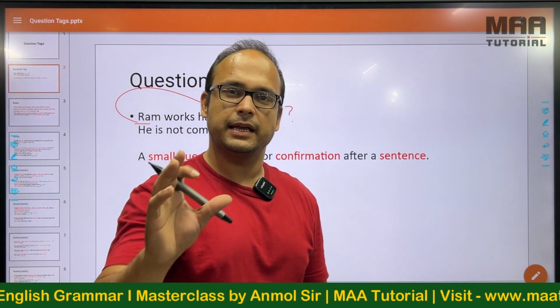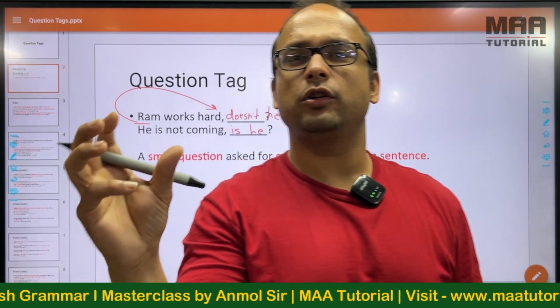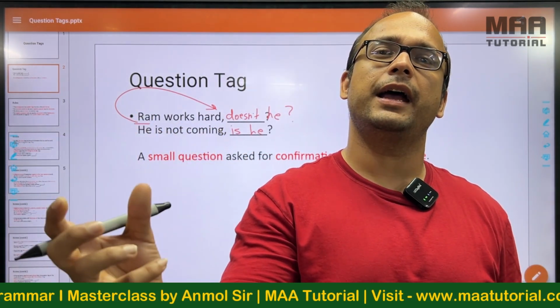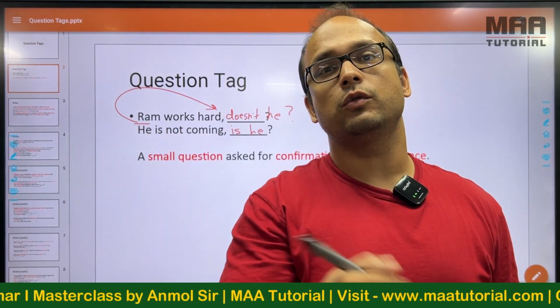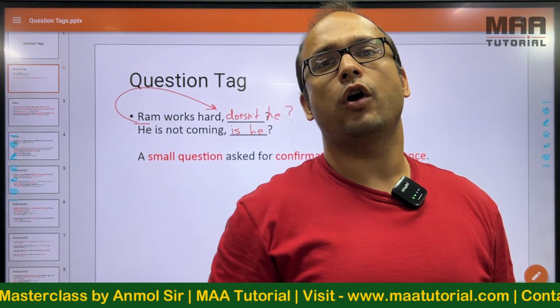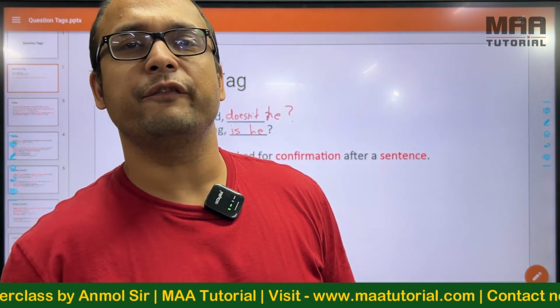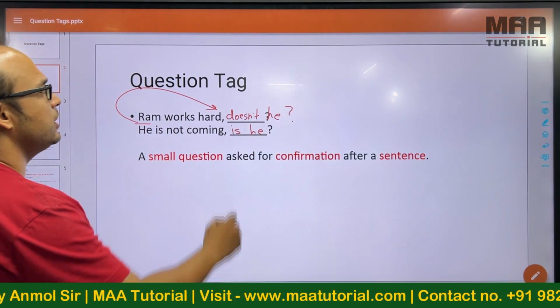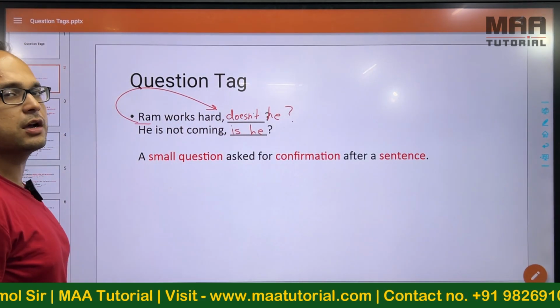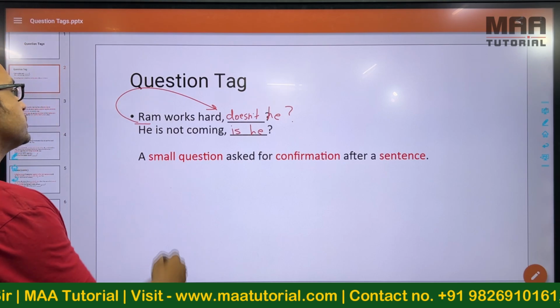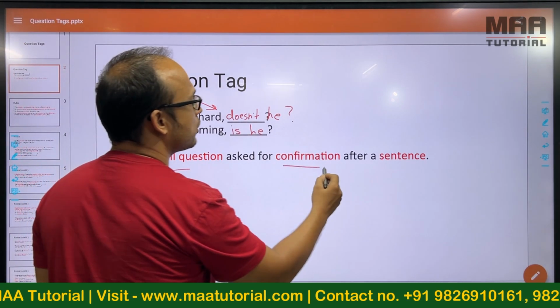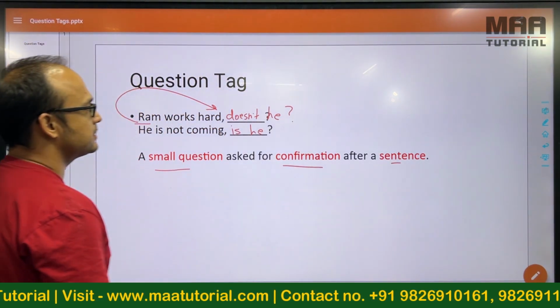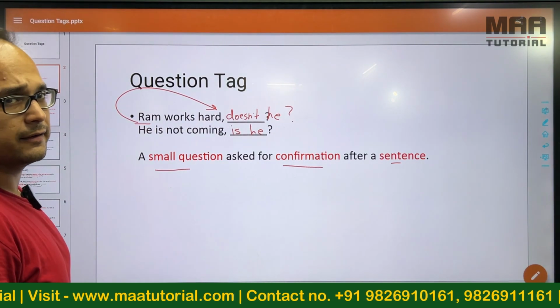Ram works hard. We are saying a sentence. Then in the end we are putting 2-3 short words there to ask for confirmation for that thing or to give more emphasis to what we just said. Such few words that are added to the end of the sentence to make it into a question are called question tags. So a small question asked for confirmation after a sentence. He is not coming, is he?